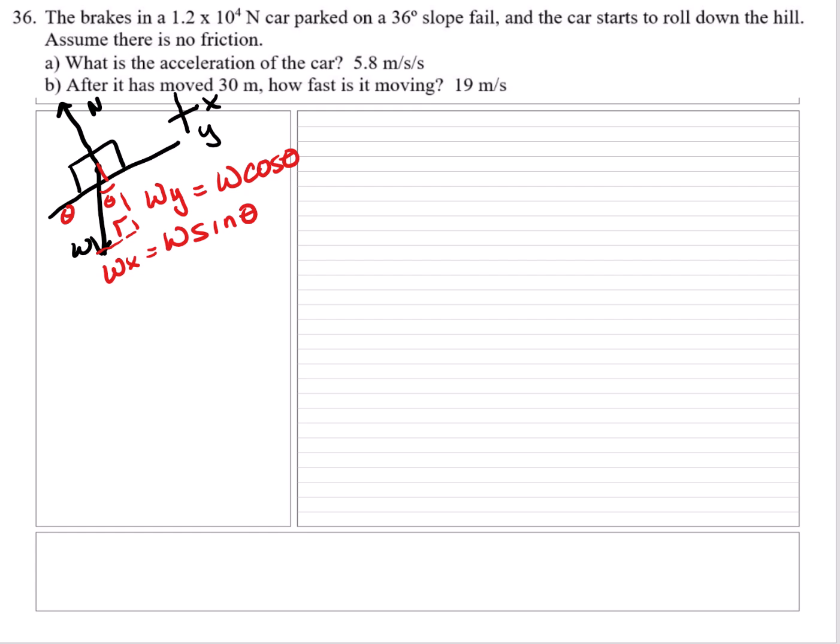Now we're going to write our sum of Fx and sum of Fy. When I write the sum of Fy, we only look at the y vectors. The y vector is vertical. Since it's vertical, it is only the normal and Wy. Going up, we're going to make positive, so that is N minus Wy, because Wy is going in the opposite direction. This is equal to ma. Since it's not accelerating in the y direction, ma is equal to 0. So N is equal to Wy.